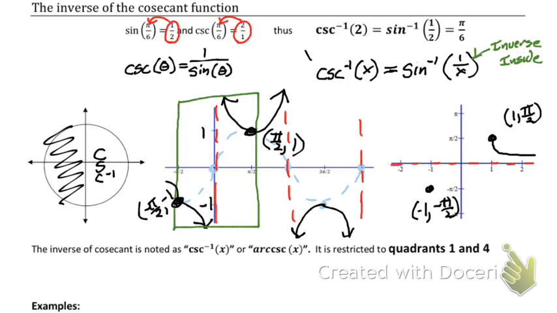Both of these are going to be attracted to that horizontal asymptote. And so our graph of our cosecant inverse function is going to look a lot like this. And that combined, that's our cosecant inverse of just a basic x. All right, let's note down here, cosecant inverse and arc cosecant are the exact same thing, and we are restricted to quadrants 1 and 4.